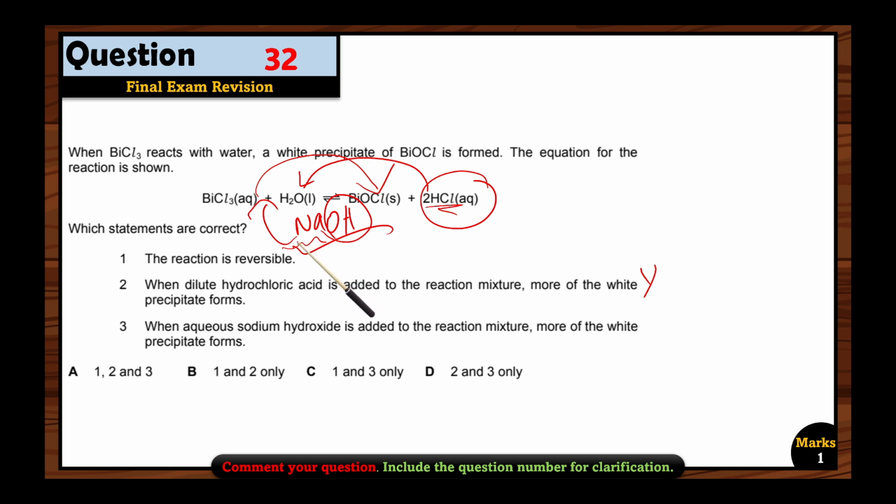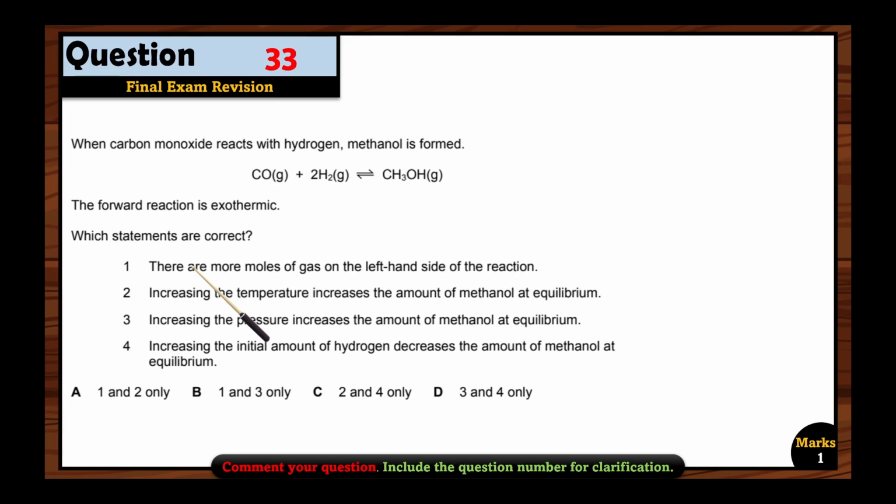And also Na will react with the Cl, so the Cl number will reduce again. So that's why we will get more product again, because in the product the Cl number is decreased. So that's why option 1 and option 3 are the right options. That is C. Question 32.